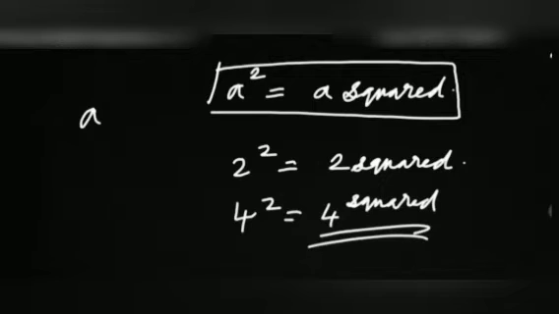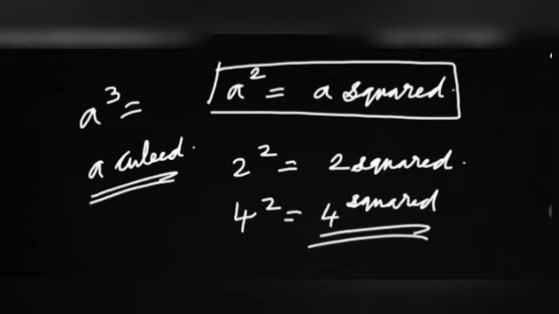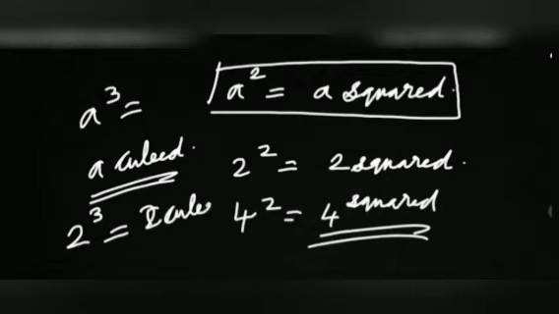Similarly, the third power of an integer is known as, who can say? a cubed. A cube. Third power of an integer is known as cube of that integer or integer cubed. So, what is 2 to the power 3, or 2 raised to 3? Yes, 2 cubed. 2 raised to 3 is known as 2 cubed.